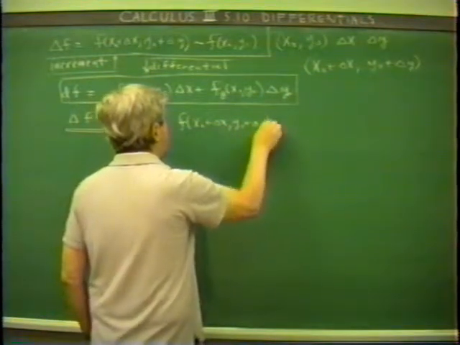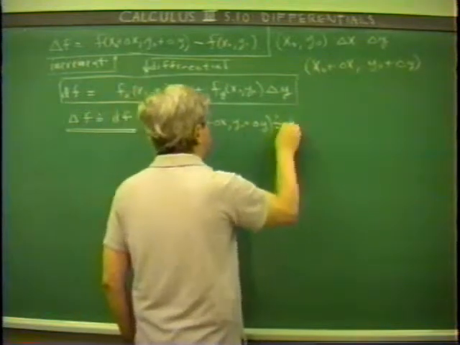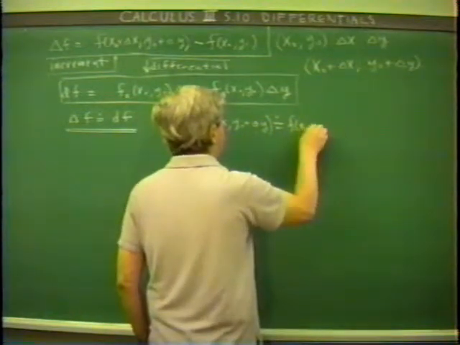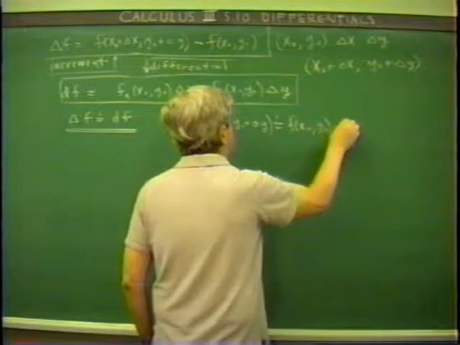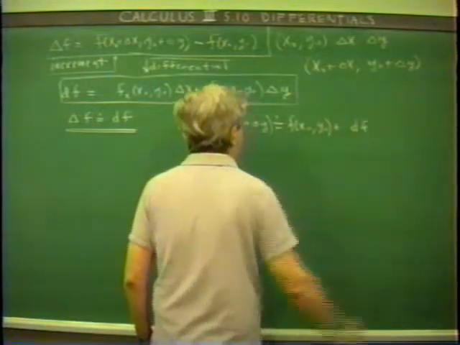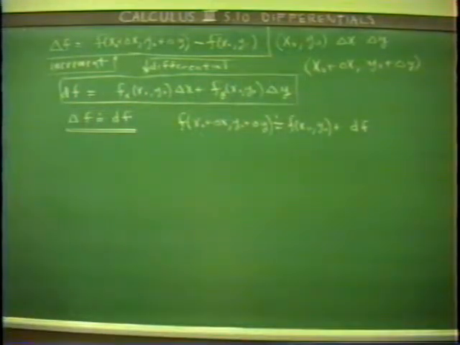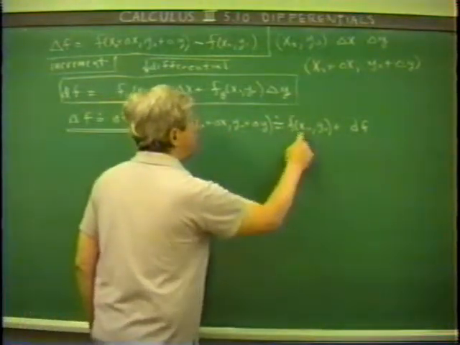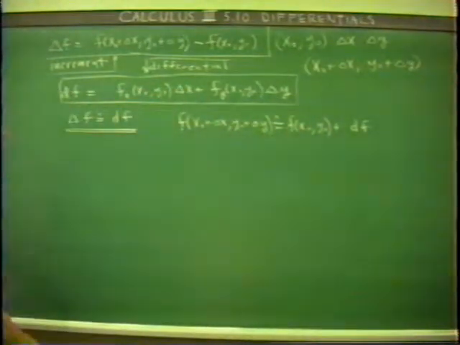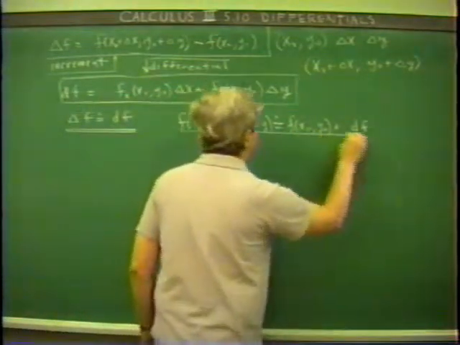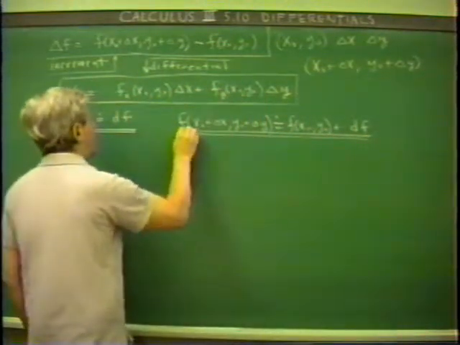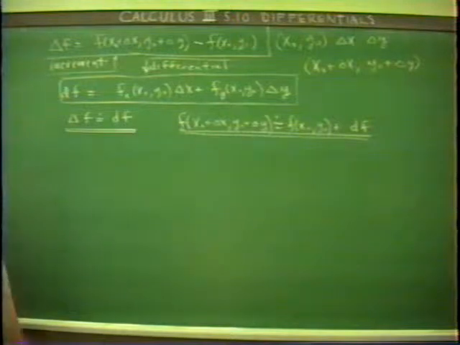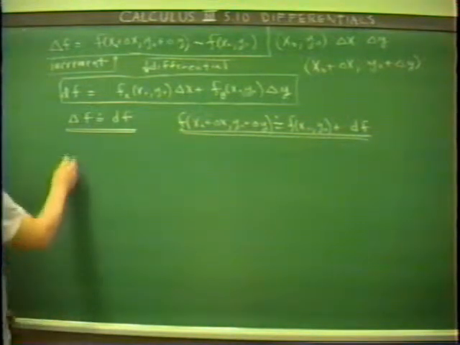It's also sometimes used for the following fact, that f of x naught plus delta x, y naught plus delta y is approximately equal to f at x naught, y naught plus df. This is really the same type of approximation. This minus this is approximately df. These are two ways in which the differential is used.